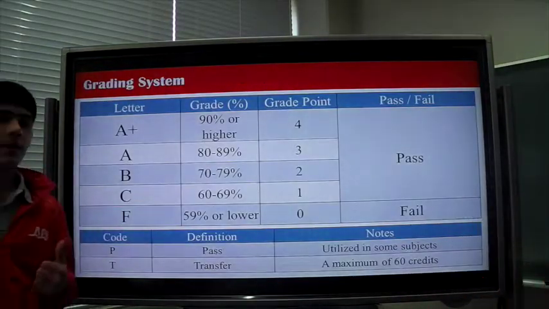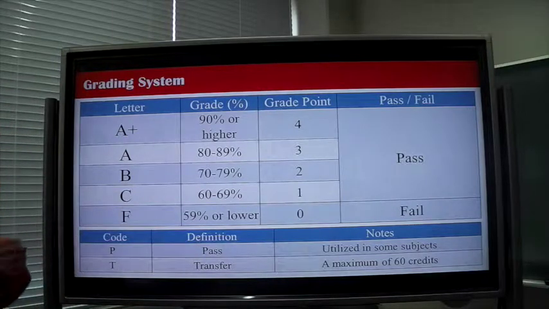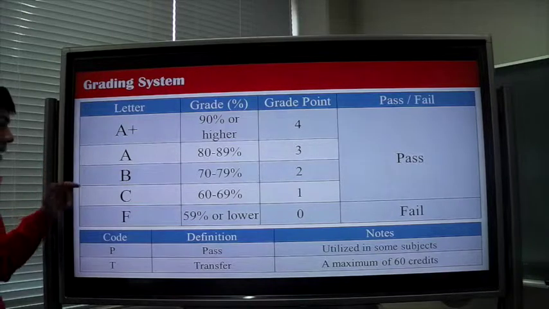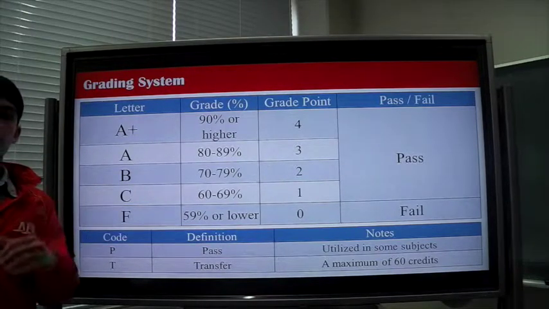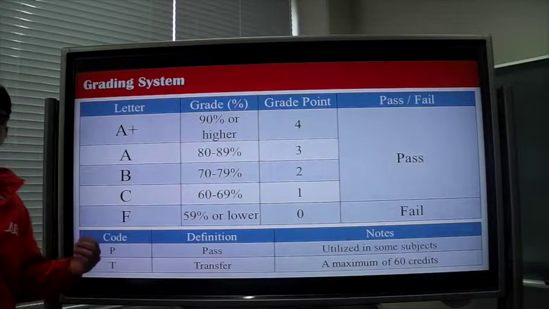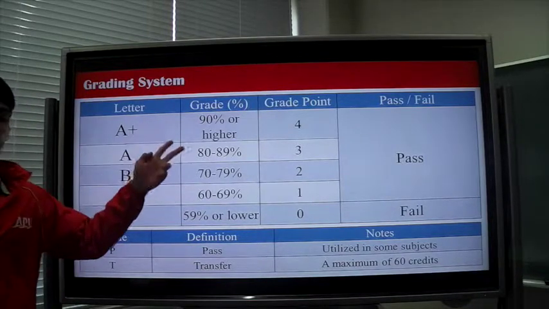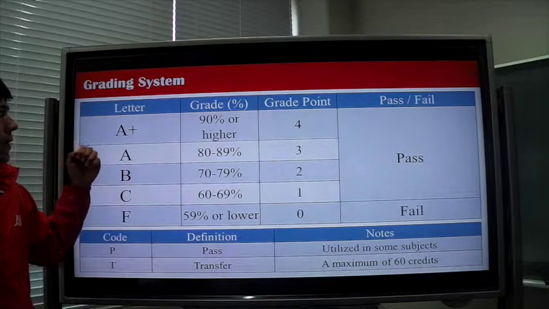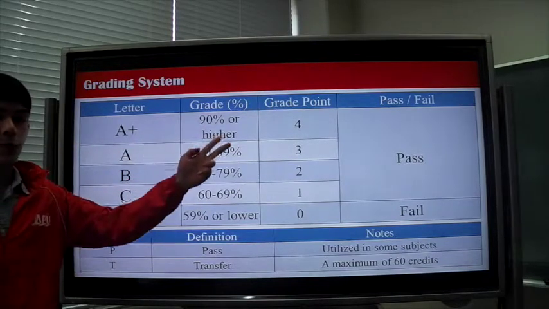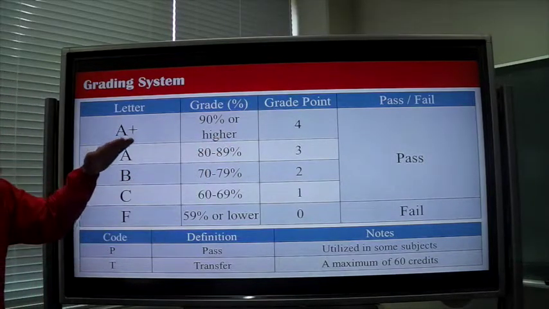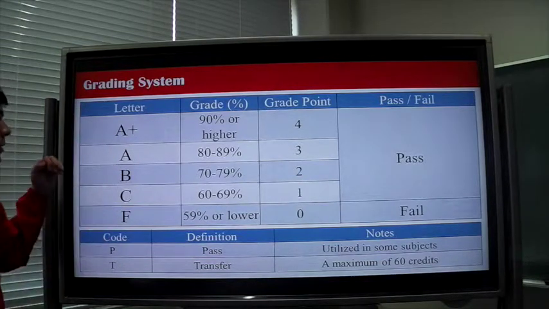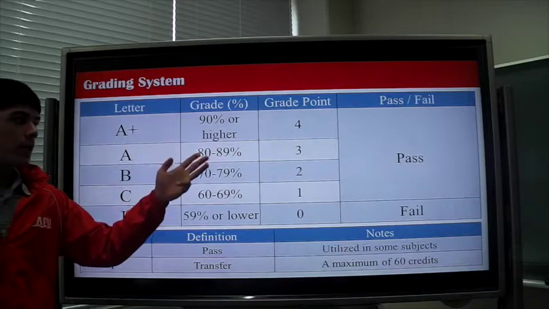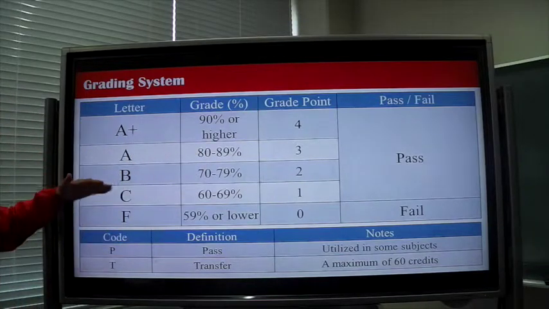For now, I'm going to explain the grading system. In APU, we have 5 letters instead of numbers, which are A+, A, B, C, and F. Each grade is determined by the percentage you got during the course. For example, if you got 90% or higher, your grade will be A plus with 4 grade points. And if you got between 80% and 89%, your grade will be A with 3 grade points, and so on and so on.